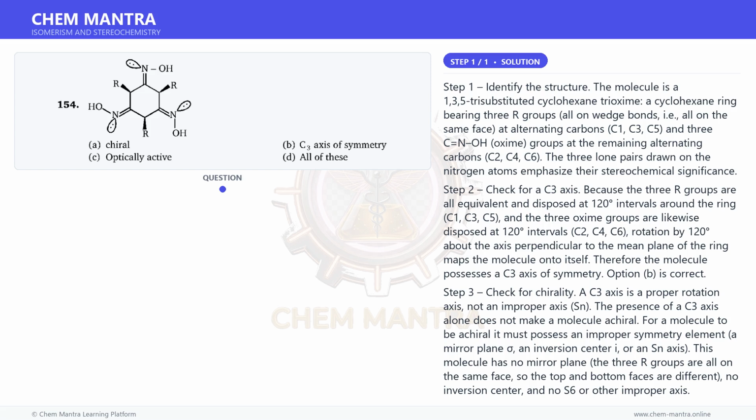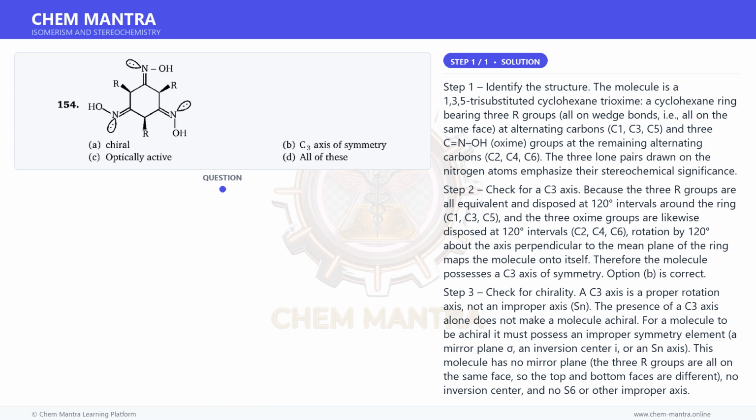The molecule is a 1,3,5-trisubstituted cyclohexane trioxime, a cyclohexane ring bearing 3 R groups, all on wedge bonds, i.e., all on the same face, at alternating carbons, C1, C3, C5, and 3 C=N oxime groups at the remaining alternating carbons, C2, C4, C6. The 3 lone pairs drawn on the nitrogen atoms emphasize their stereochemical significance.